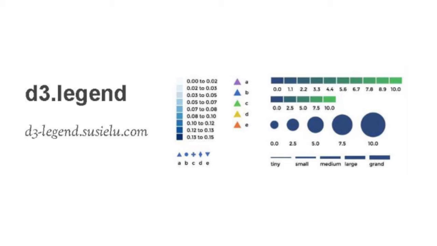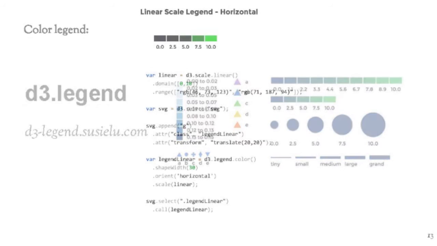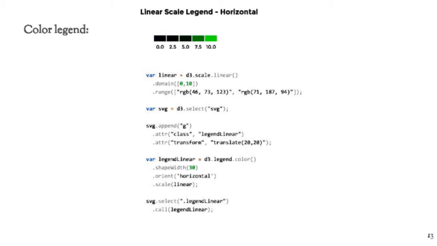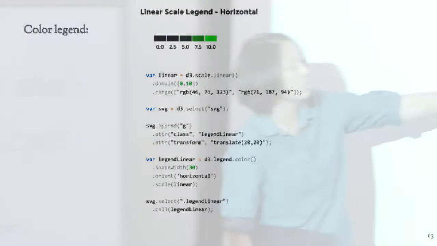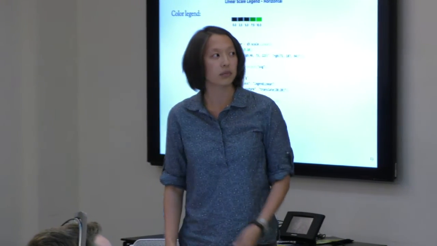So I put together this component. It's called d3.legend. You can access it at d3.legend.susielu.com, and it's open sourced on GitHub. And here's an example of one of the legends. The coloring is kind of off, but basically, you can write your code, and this part is essentially adding the legend component, which is as simple and straightforward as I think it should be.